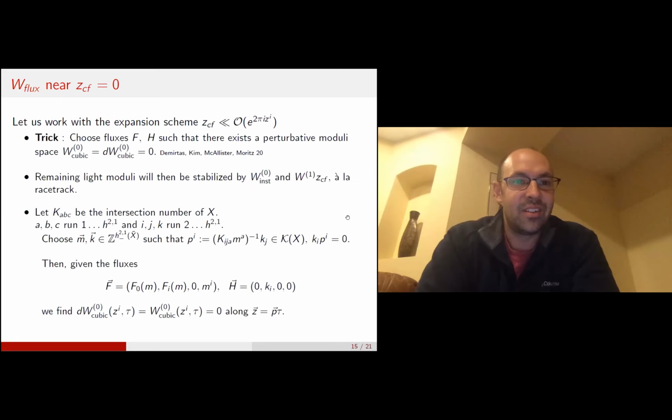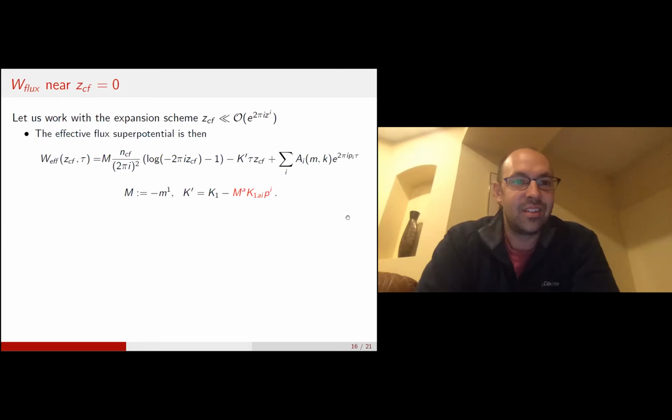Then, in a similar way to what we did for the LCS flux superpotential, you can also choose the flux vectors f and h such that indeed the zeroth order cubic term is vanishing along a flat valley, which is parametrized by the axiodilaton. Now we have two massless moduli, one is the axiodilaton and the other one is the conifold modulus. So we want to stabilize them, and let me write down the effective superpotential for them.